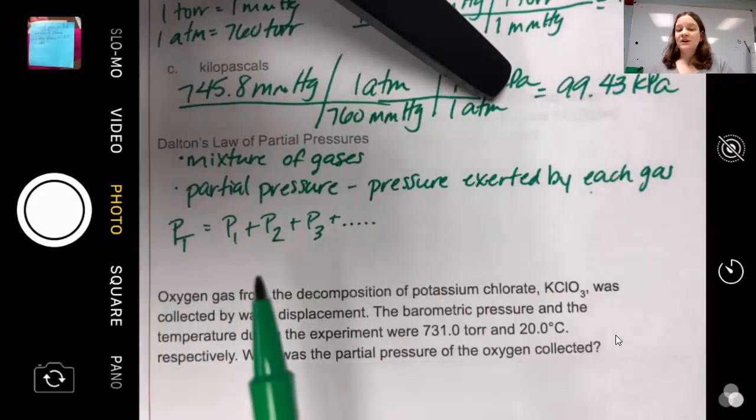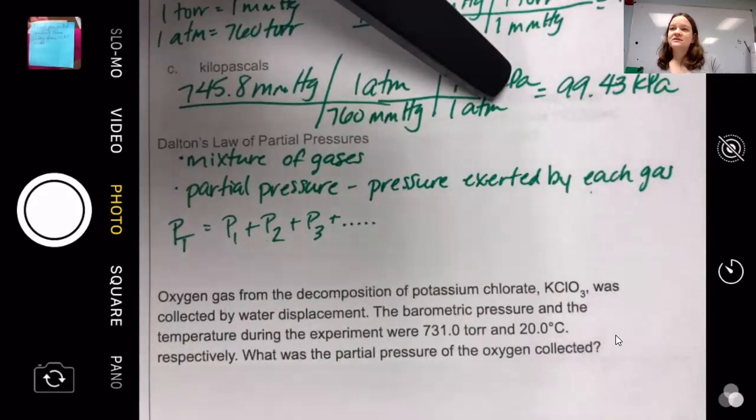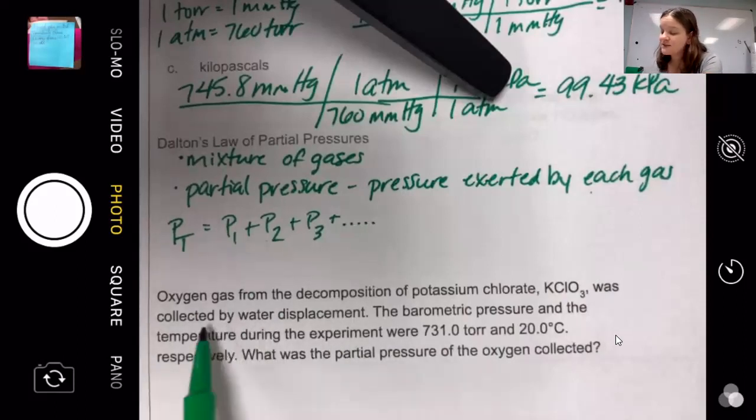The first one is collecting based on water displacement. Basically you have a tube with water in it and you collect gas and you measure the volume of the gas by how much water gets pushed out of the tube. When you're doing that, if it talks about collecting by water displacement, you have to find the vapor pressure of the water.